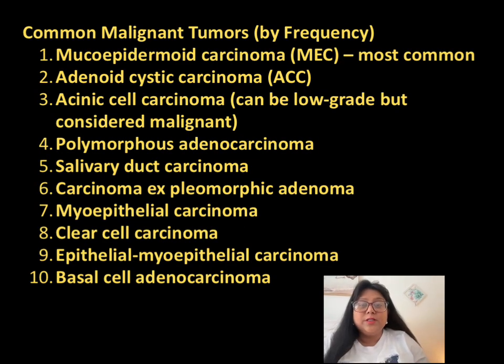Common malignant tumors by frequency are mucoepidermoid carcinoma. Always remember that this is the most common malignant salivary gland tumor, and it's followed by adenoid cystic carcinoma, acinic cell carcinoma, polymorphous adenocarcinoma, salivary duct carcinoma, carcinoma ex pleomorphic adenoma, myoepithelial carcinoma, clear cell carcinoma, epithelial myoepithelial carcinoma, and basal cell adenocarcinoma. I will be talking about the common ones.